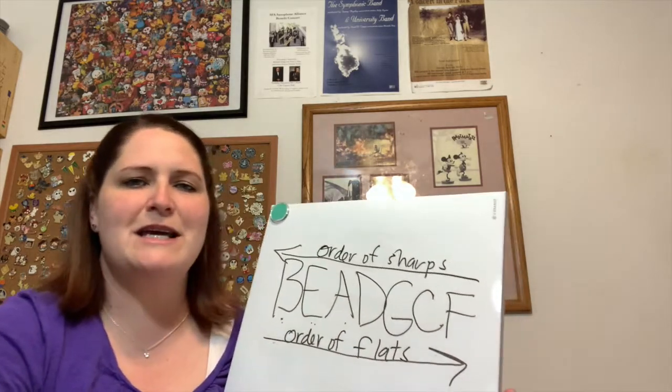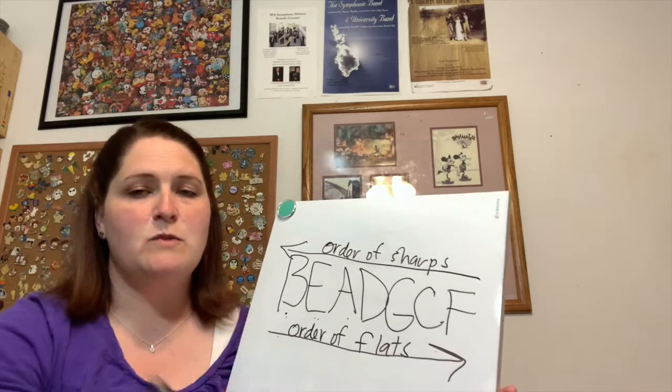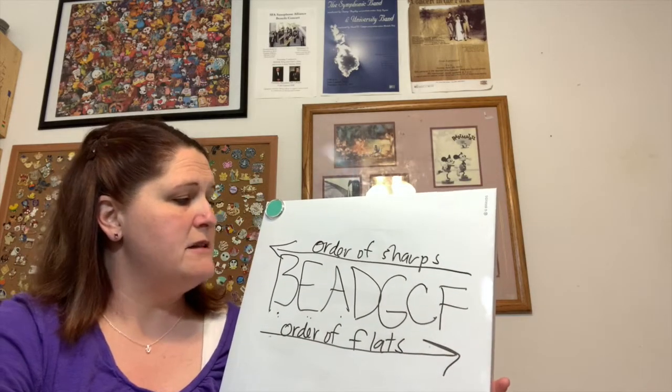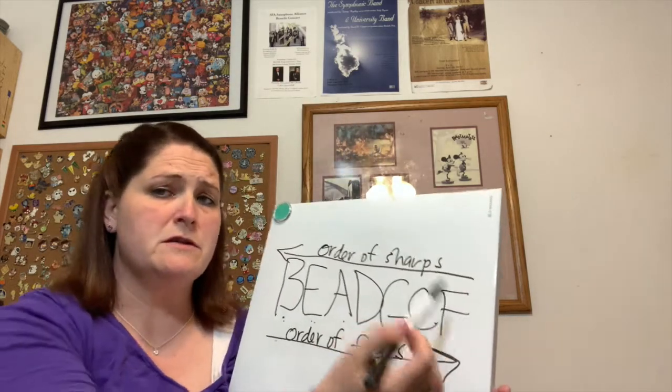Okay, I like to have my kids sometimes make up funny sayings for that. I like to do that. But the one that I use most often is fat cats go down alleys eating birds. And it's the same as the order of the flats, except we're going to start with the F.